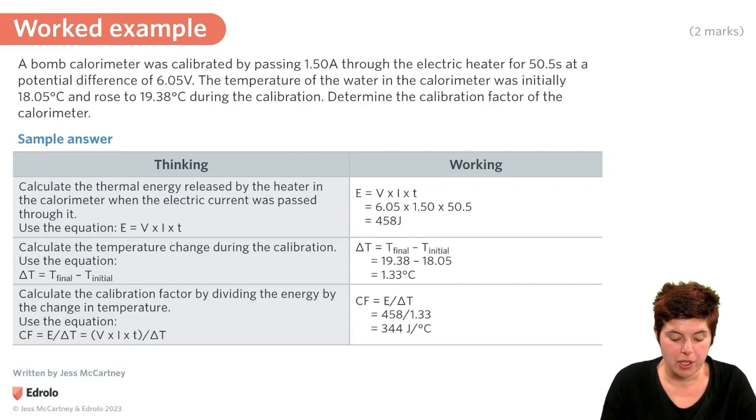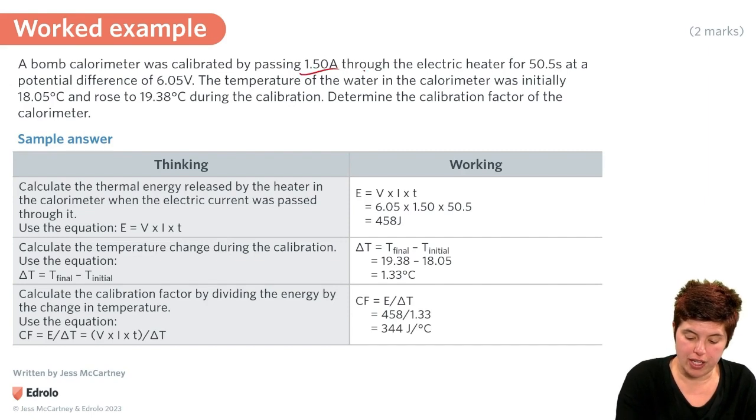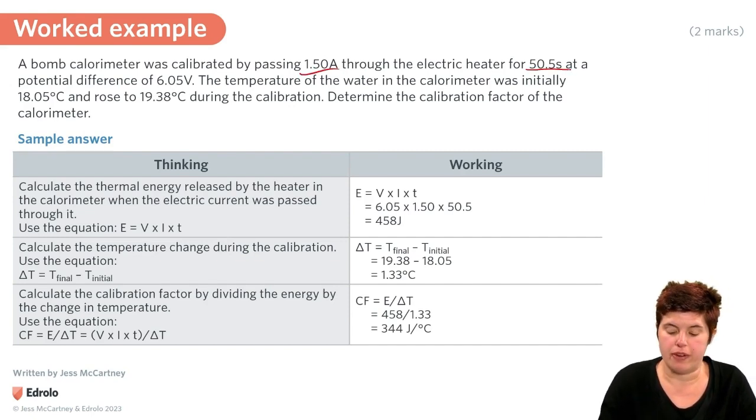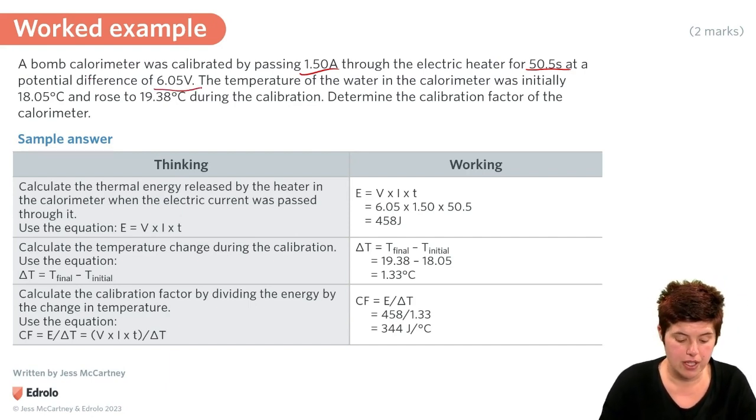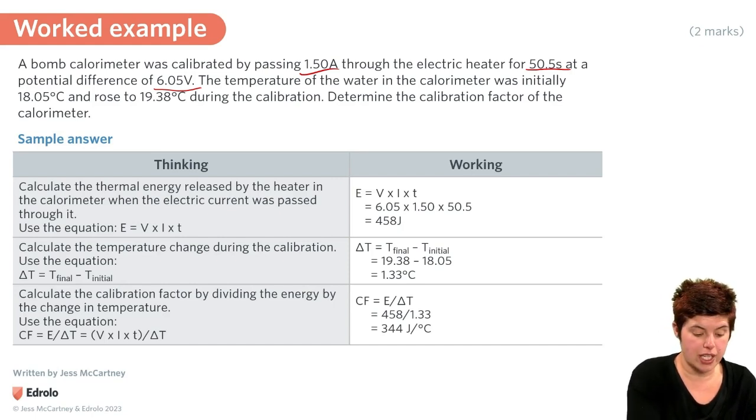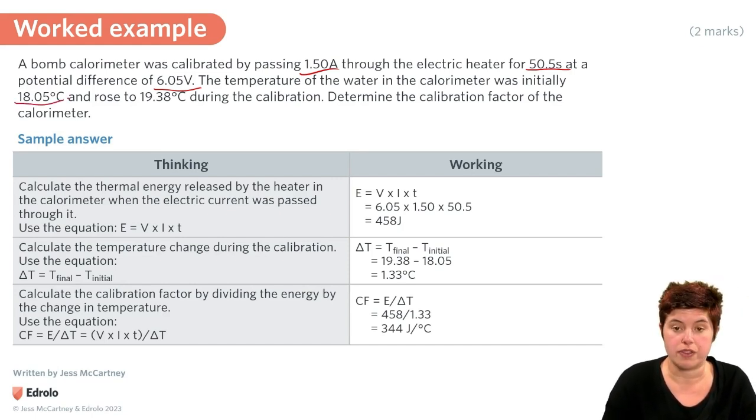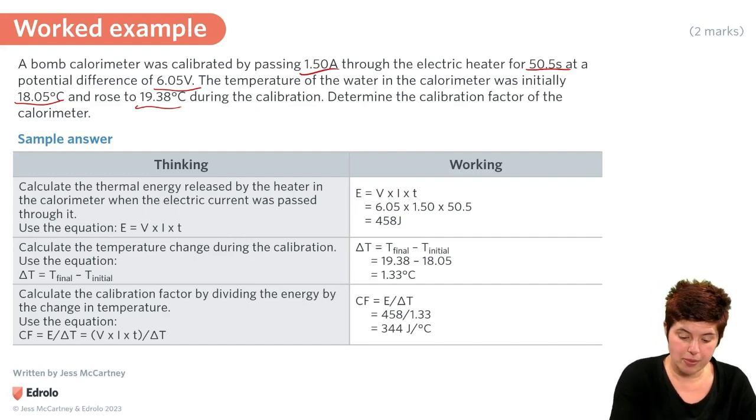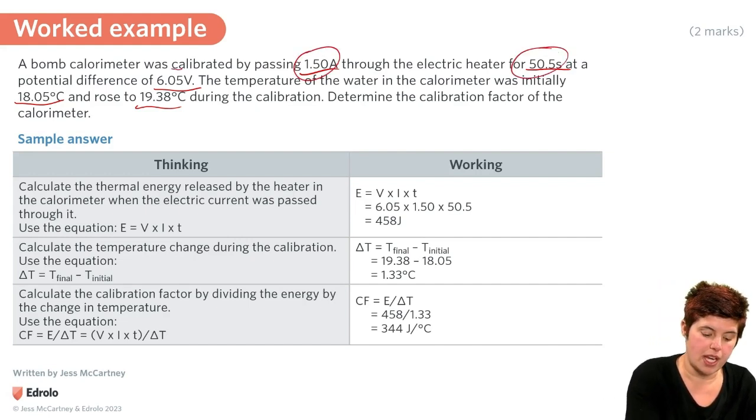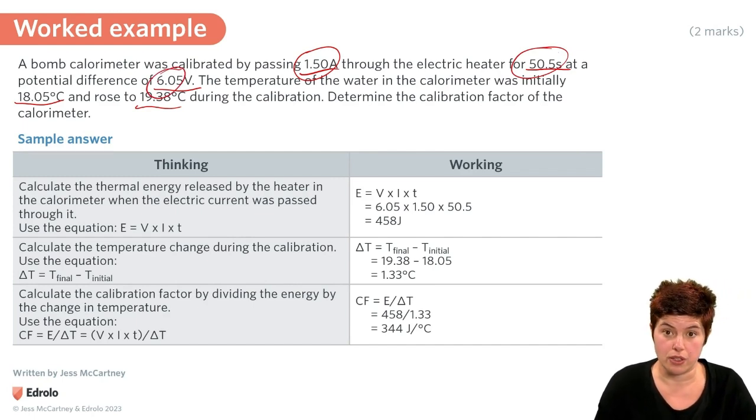A bomb calorimeter was calibrated by passing 1.5 amps through an electric heater for 50.5 seconds at a potential difference of 6.05 volts. The temperature of the water in the calorimeter was initially measured at 18.05 degrees and rose to 19.38 degrees during calibration. Determine the calibration factor of the calorimeter. So this is the electrical method. We've been given the amps here, the seconds here, and the volts. So no conversions are required. It's already given us in the units that we need.